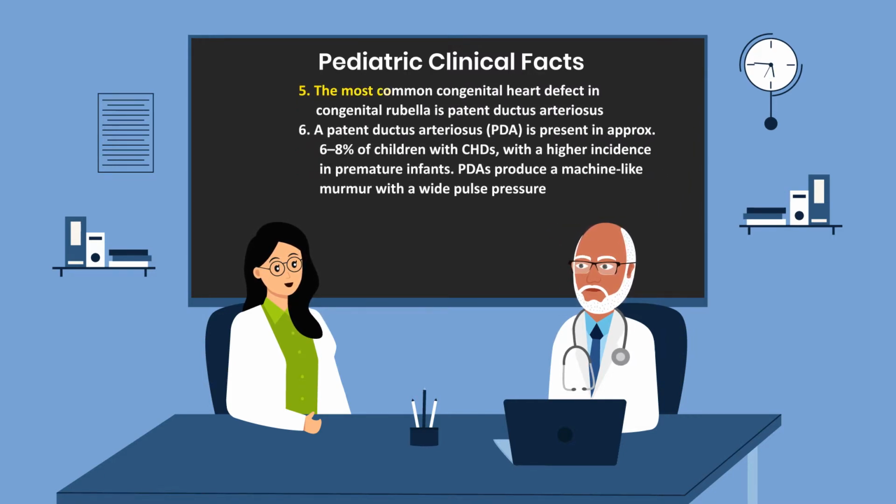The most common congenital heart defect in congenital rubella is patent ductus arteriosus. The patent ductus arteriosus is present in approximately 6 to 8% of children with congenital heart disease, with a higher incidence in premature infants. Patent ductus arteriosus produces a machine-like murmur with a wide pulse pressure.